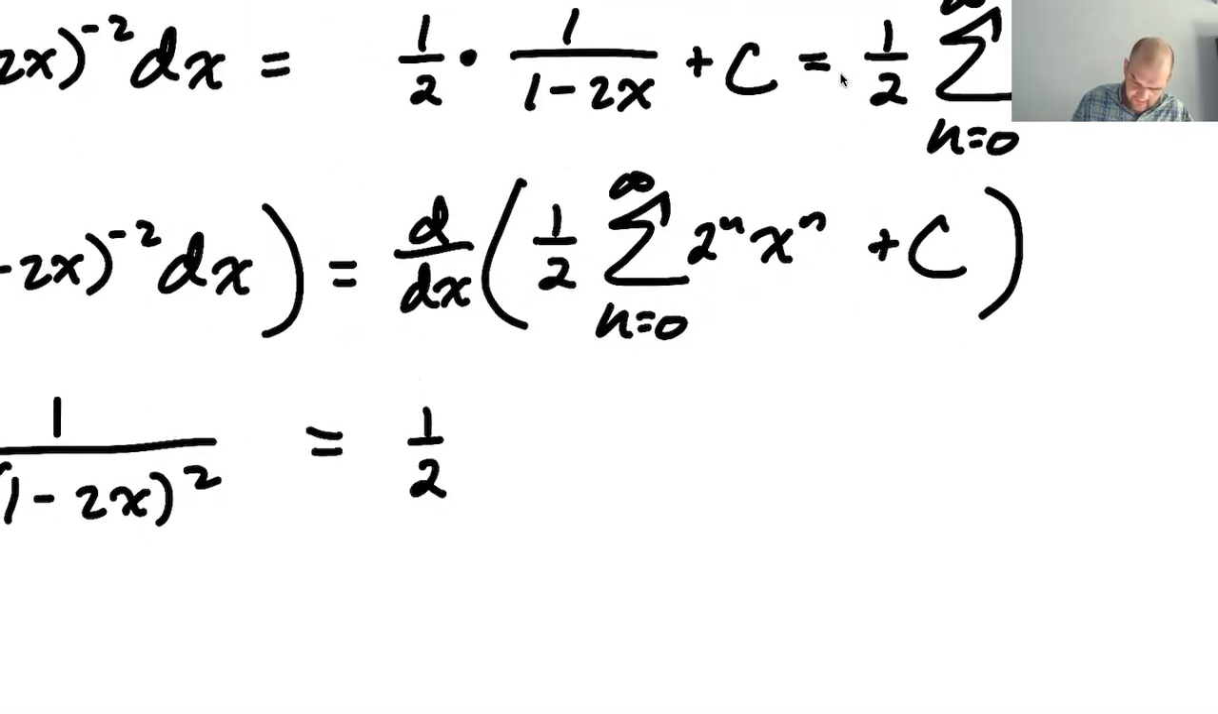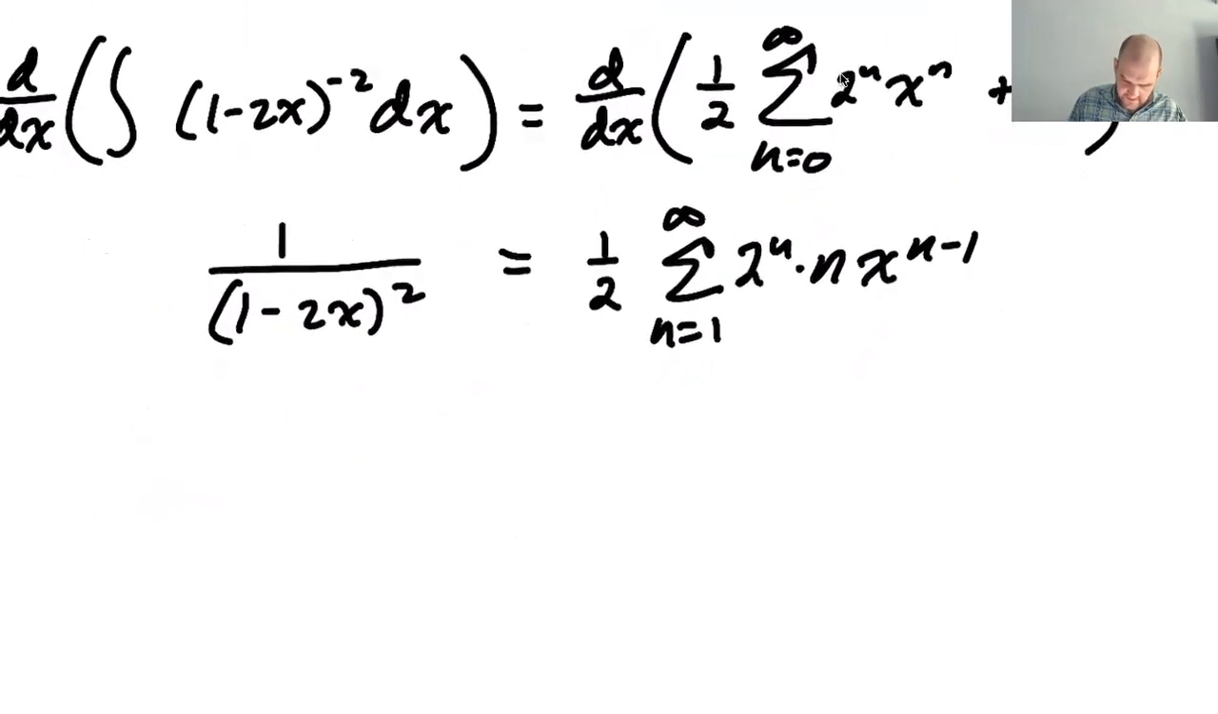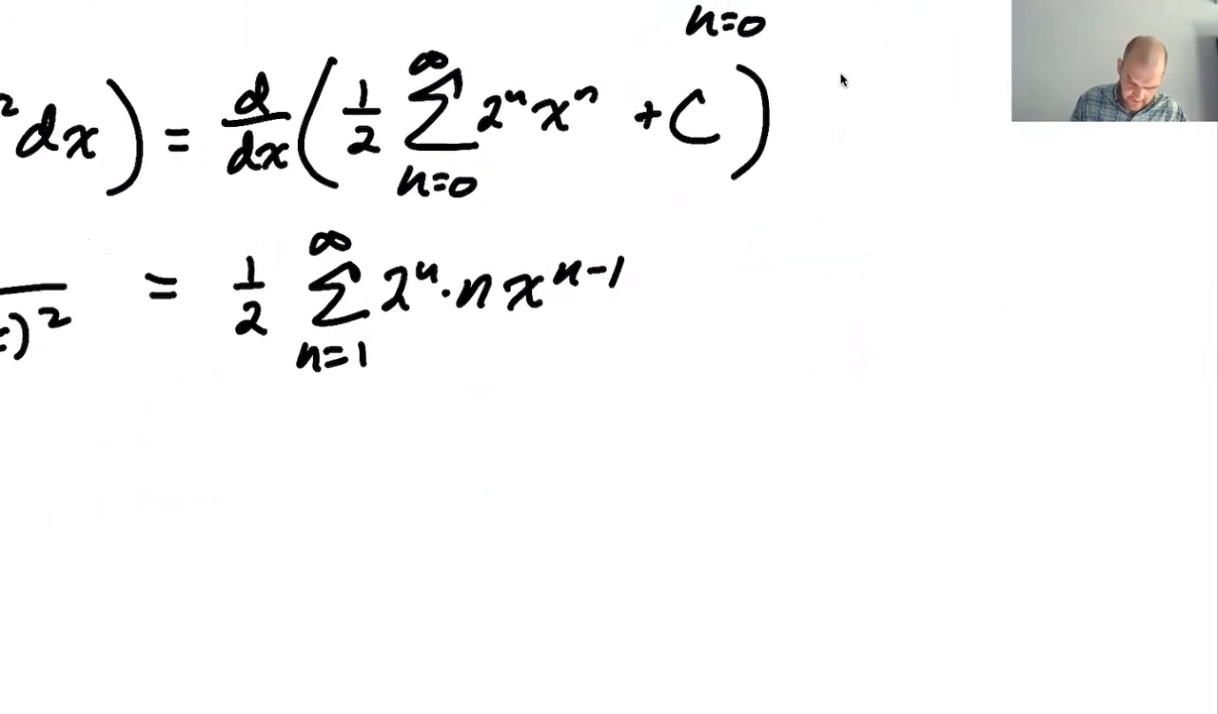So this 1 over 1 minus 2x squared is, all right, the derivative of this thing, definitely 1/2. So it starts with a constant, so now we have to move it to 1. So n equals 1, 2 to the n, x to the n minus 1. The derivative of the constant is 0, so that's gone. So we have this, which maybe I'll rewrite a little bit.